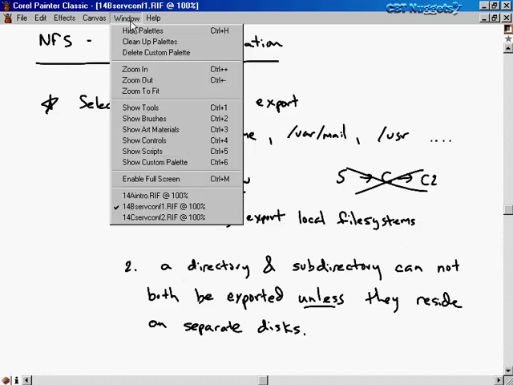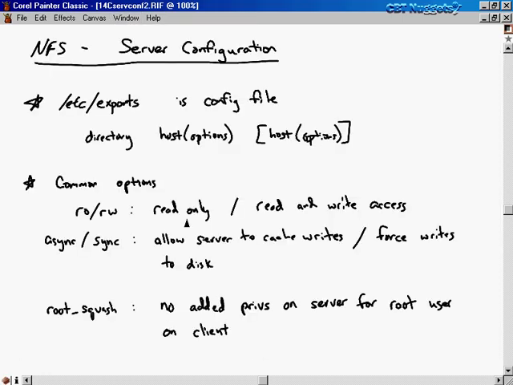Okay, now a couple other things with server configuration. This configuration file is called /etc/exports, and the format of that file looks something like this. This is sort of right out of the info page or the man page. Each line of /etc/exports starts with a directory. This is the directory that we're going to export. Then it's followed by a host that we're going to export it to and a set of options.